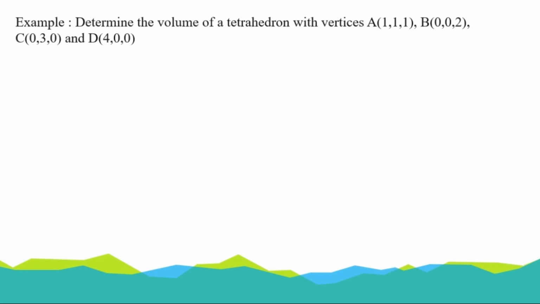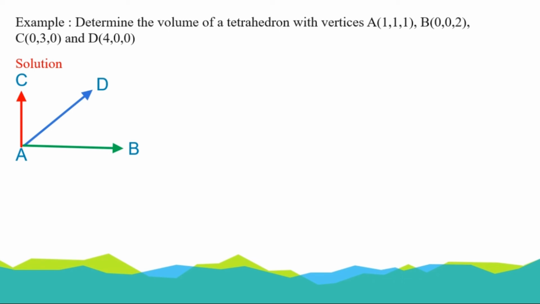So try this question, saying determine the volume of the tetrahedron with the vertices A(1,1,1), B(0,0,2), C(0,3,0), and D(4,0,1). We have been given the vertices, so we shall determine vectors joining these vertices. If we take vectors AB, AC, and AD, joining the given vertices, we finally get the triple scalar product which we shall require.